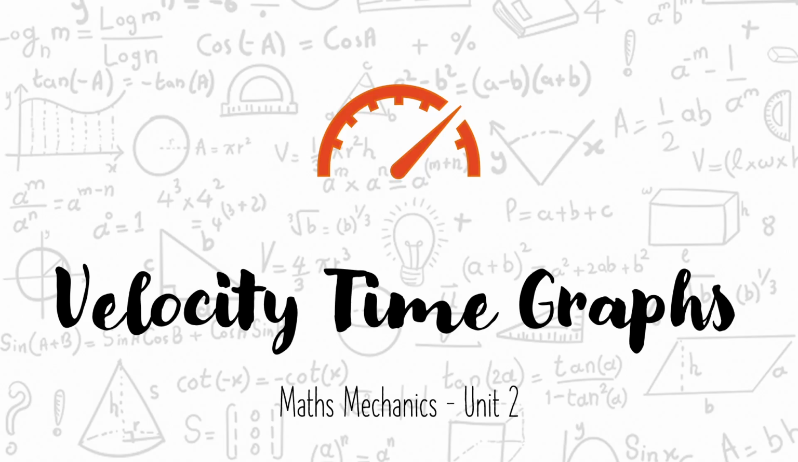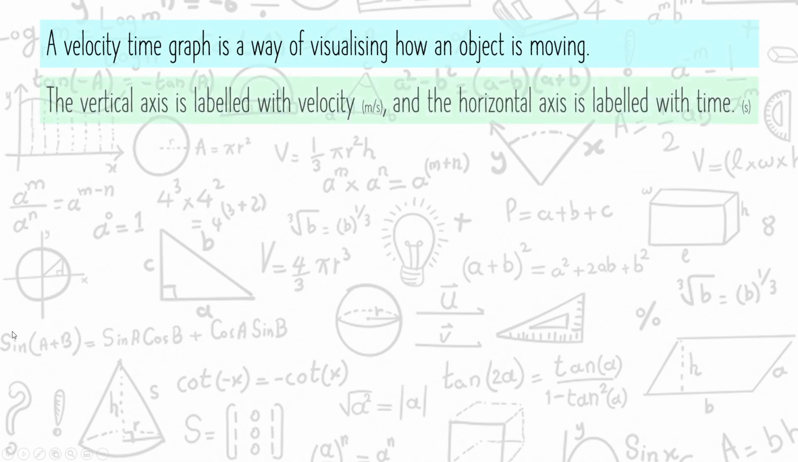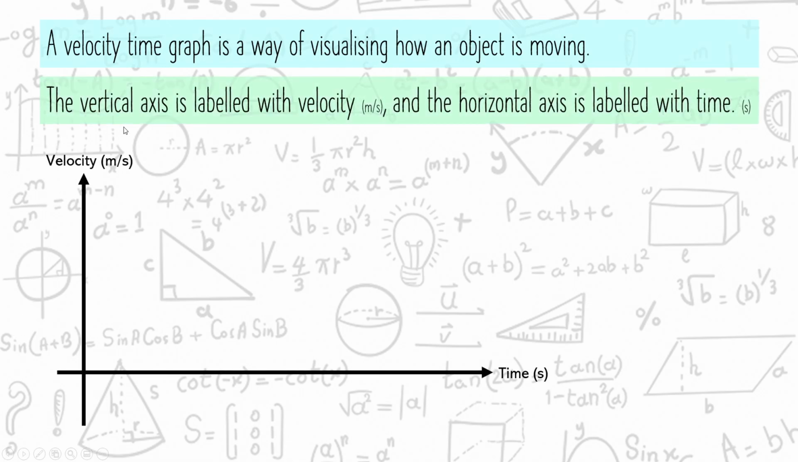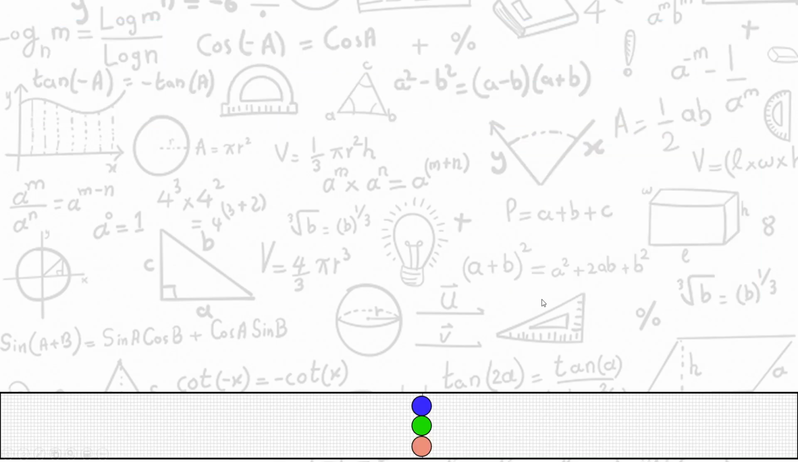In this video, we're going to be talking about velocity time graphs. Now, a velocity time graph is just another way of visualizing how an object is moving. We've got velocity on the vertical axis, and like when we had displacement time graphs, time is still on the horizontal axis for this. Now, velocity is kind of like a speed, but it's a vector version, so we need to consider which way an object is traveling.